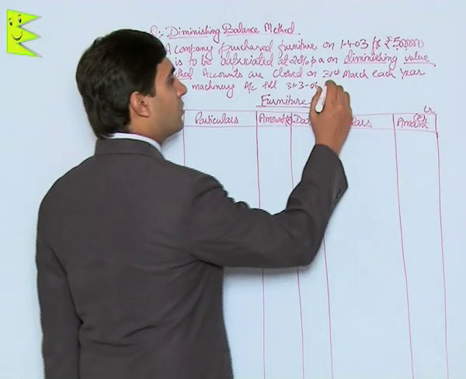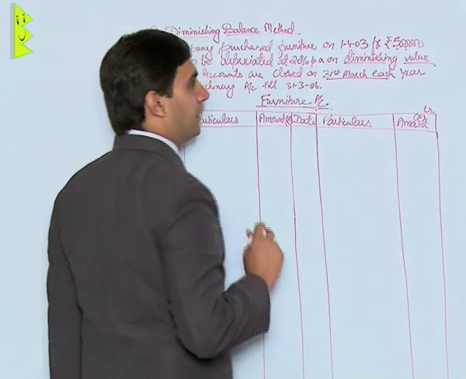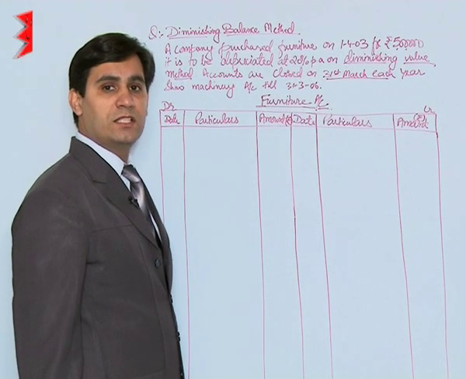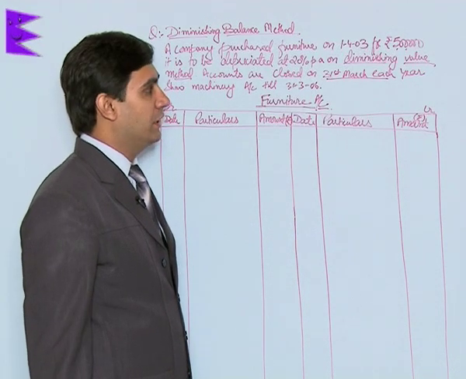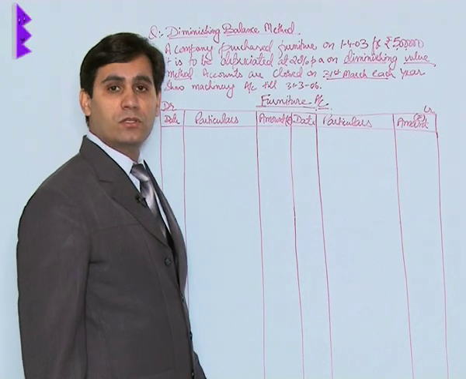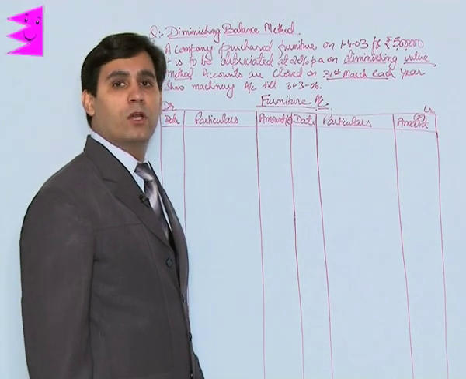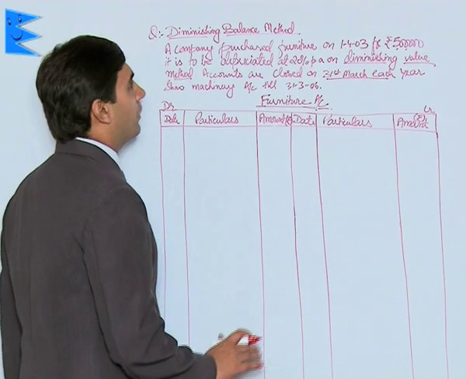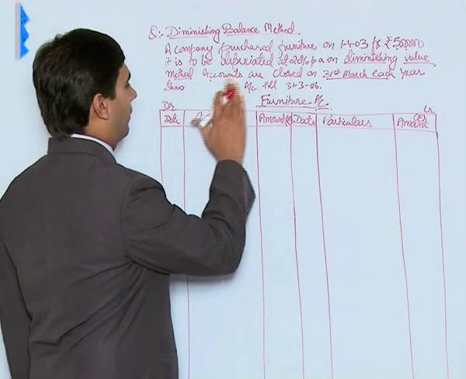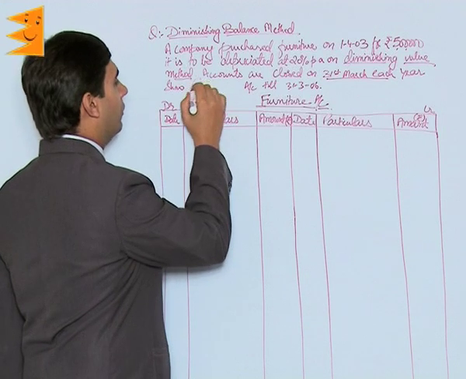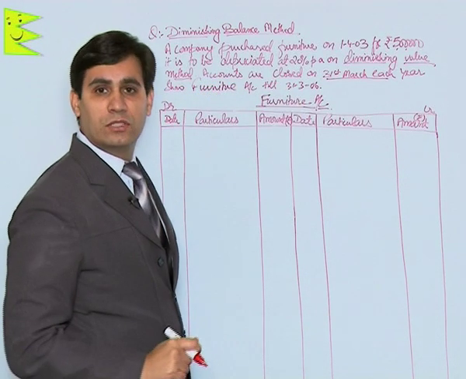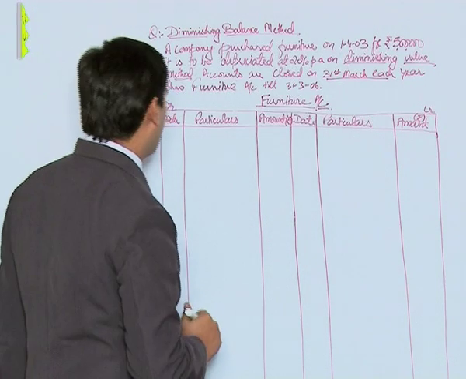Then accounts are closed on 31st March each year. So in this case, the financial year for the company runs from 1st April 2003 till 31st March 2004, or till 31st March next year. Then we are required to show furniture account, not machinery account. We are required to show furniture account till 31st March 2006.